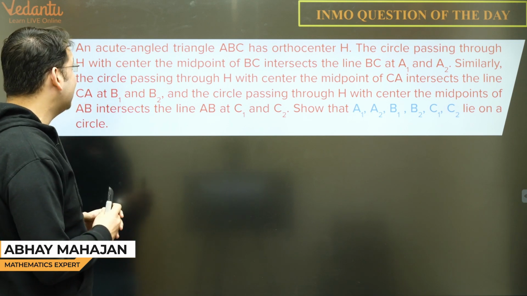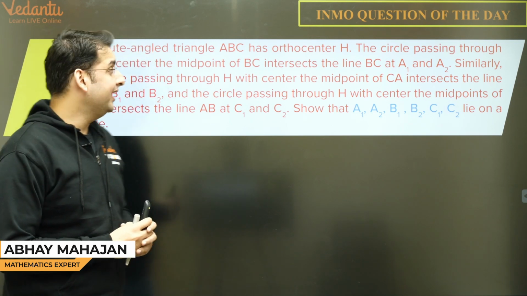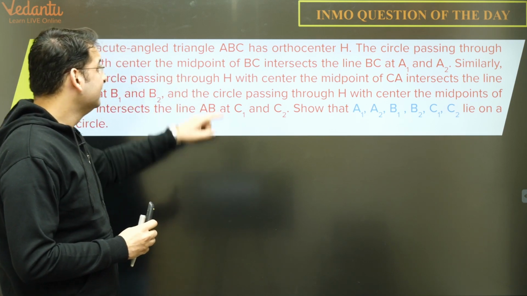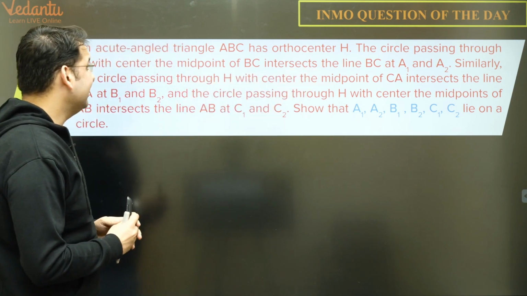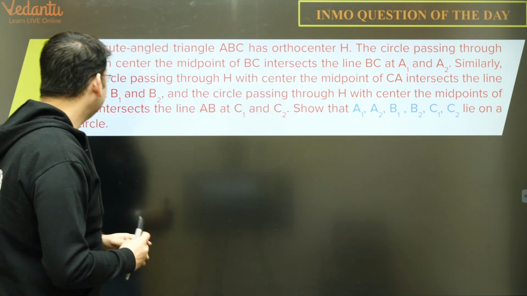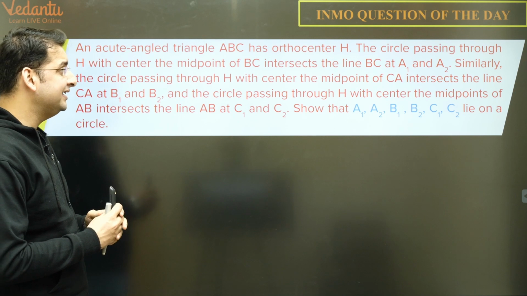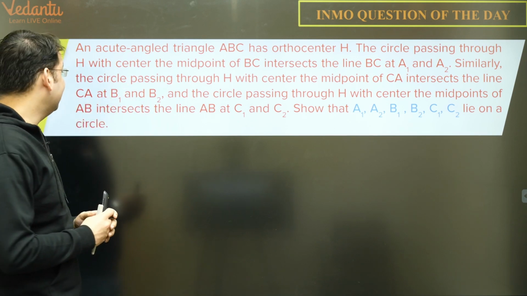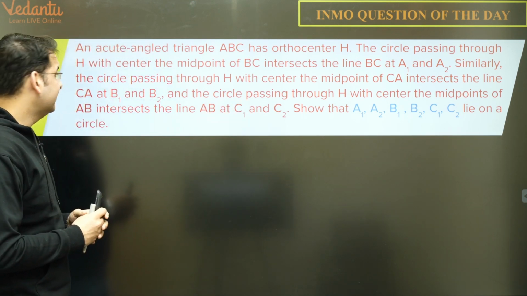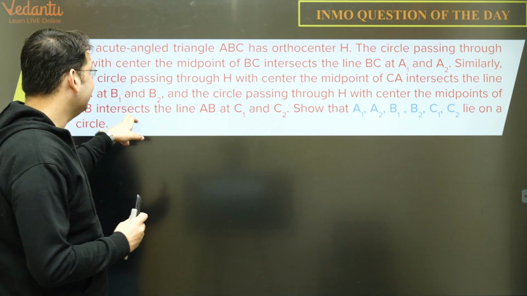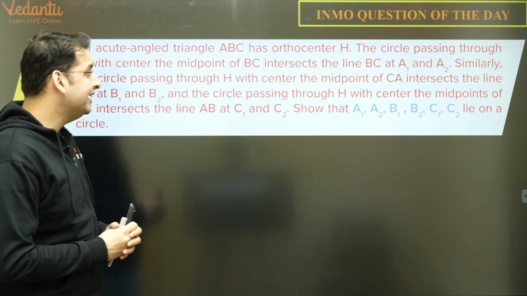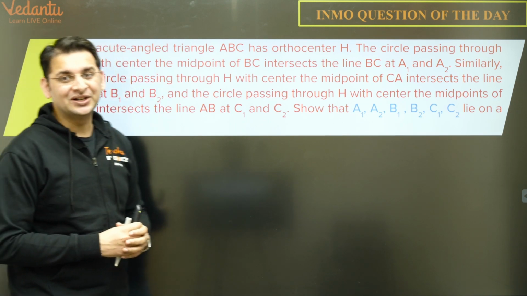The question says an acute angle triangle ABC has orthocenter H. The circle passing through H with center the midpoint of BC intersects the line BC at A1 and A2. Similarly, the circle passing through H with center the midpoint of CA intersects the line CA at B1 and B2. And likewise, the circle passing through H with center the midpoint of AB intersects the line AB at C1 and C2. Show that A1, A2, B1, B2, C1, C2 are concyclic, or they lie on a circle.